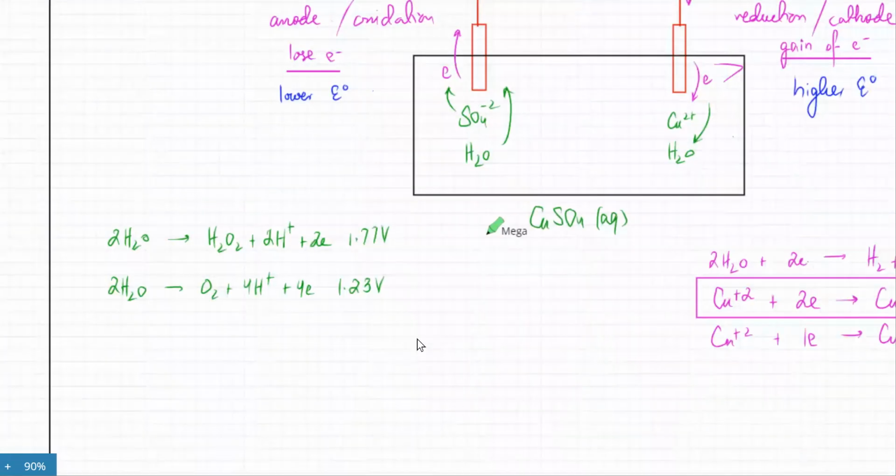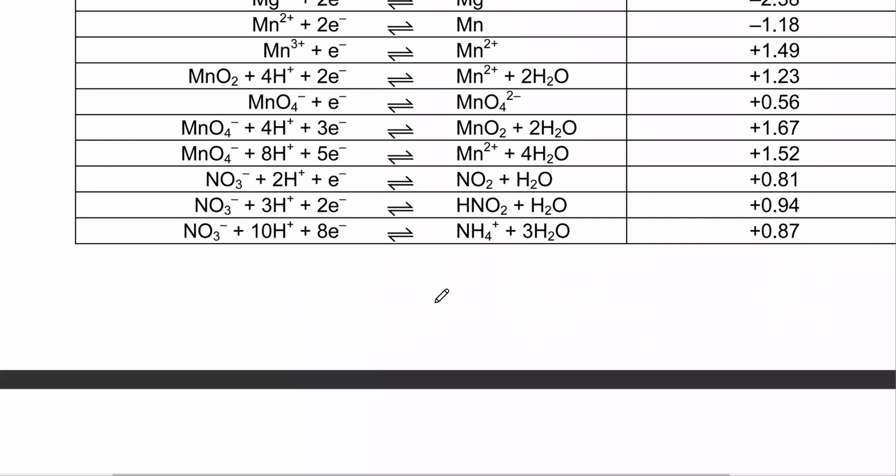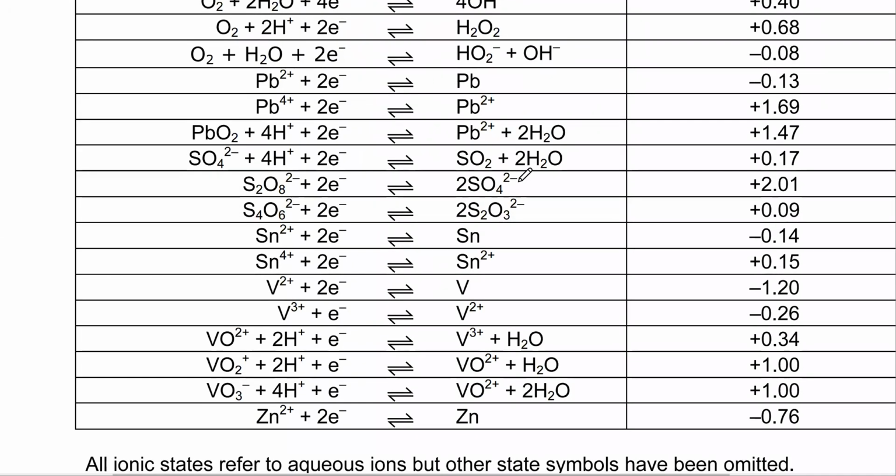And who else is there? There's SO4 minus 2. That can also lose electrons. So go and find an equation in the reverse direction where SO4 minus 2 loses electrons. So here's an SO4 minus 2 equation where it loses electrons. I'll just copy that. It's losing 2 electrons, and this is 2.01 volts.